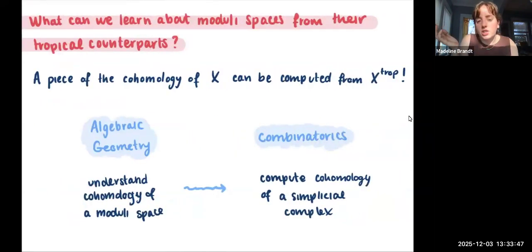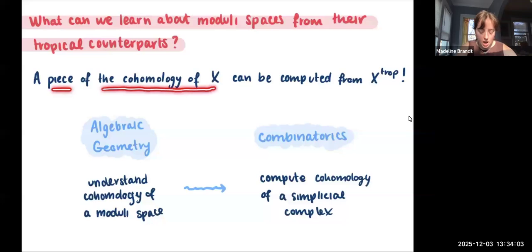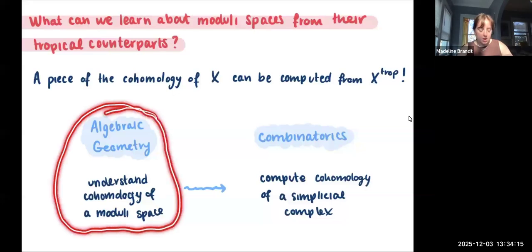Okay, so what is this actually accomplishing for us? We have this nice duality between algebraic geometry and combinatorics. But what can we actually do with this connection? It turns out that a piece of the cohomology of a moduli space can actually be computed from the tropical moduli space. So this takes an algebraic geometry problem, which is understanding the cohomology of a moduli space, which is a very hard problem.